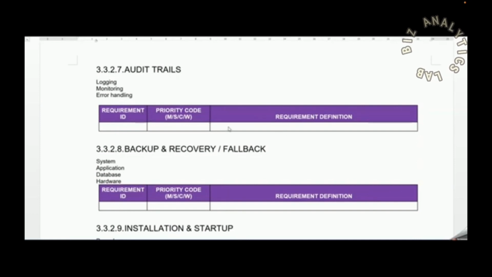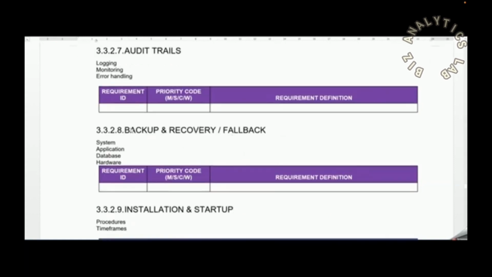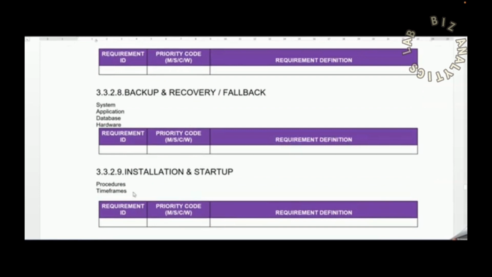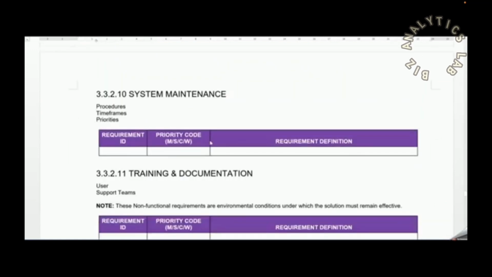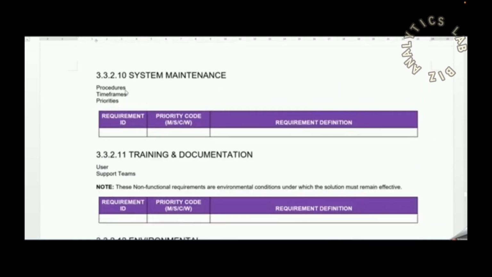So this section is more related to systems, as you can see. Any backup, recovery, and fallback plans for systems, applications, databases, or hardware, and installation and startup procedures and timeframes, we need to take into consideration. And then there is also system maintenance. What are the procedures going to look like after we implement this new system? What's going to be the time frame? What are going to be the priorities? How are we going to deploy the new enhancements?